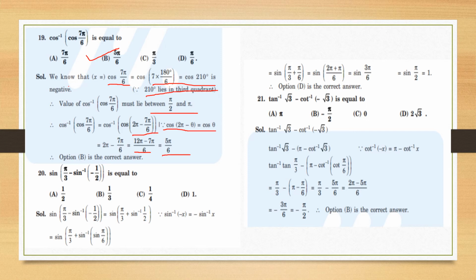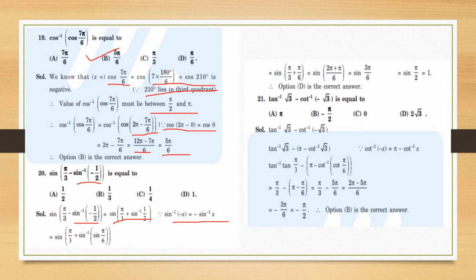Number 20 is sin of pi by 3 minus sin inverse of minus half, and you have to pick the correct option. Now let us start solving it. Firstly, I'll go for sign balancing, as we know sin of minus theta is minus sin theta. So I can write this as minus of minus sin inverse half, that is, it becomes sin of pi by 3 plus sin inverse half. This sign changes to plus. We are using this result.